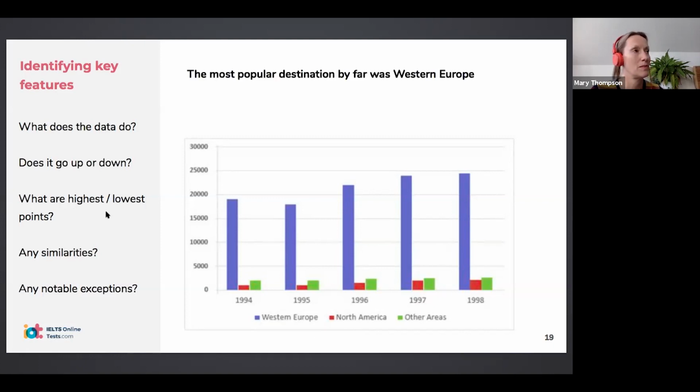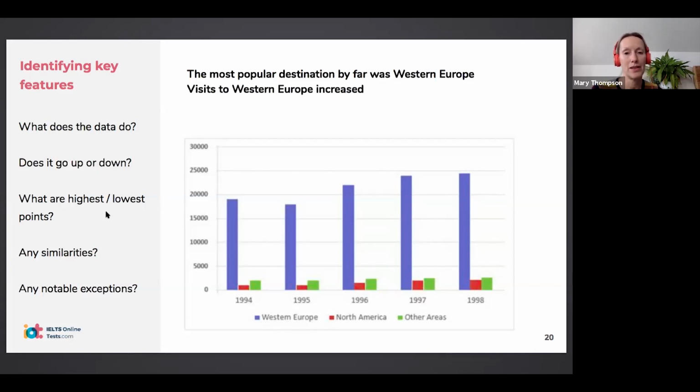Okay, let's just look at what we've picked up on here. So the most popular destination by far was Western Europe. So what does the expression by far mean? It's not up until now. It's slightly different. So if we said the most popular destination was Western Europe, that kind of means the same, but by far emphasizes it. So it means much more. Okay, so it's just an expression for emphasis.